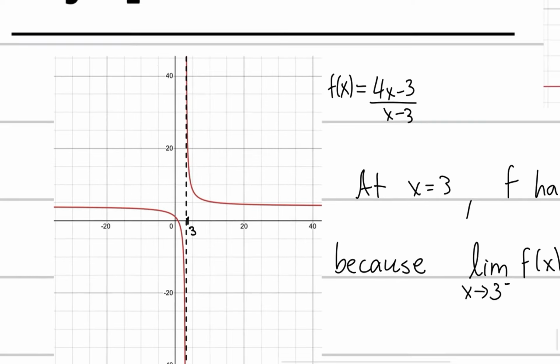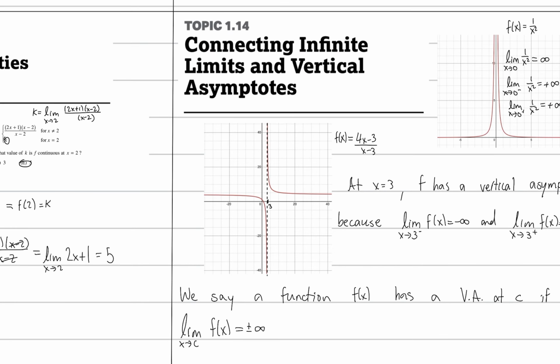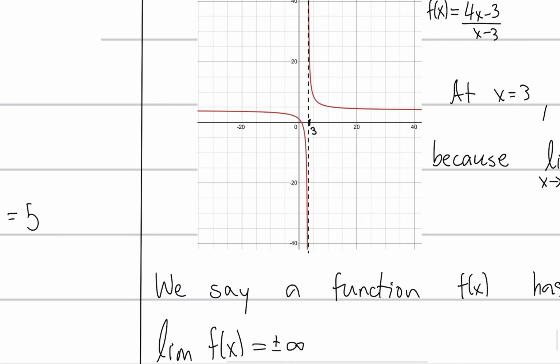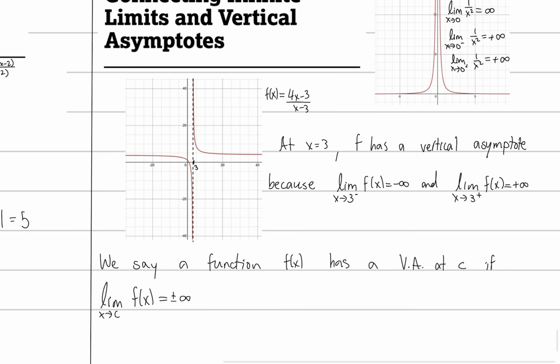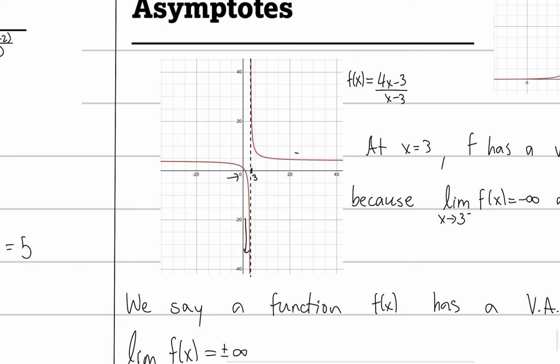Now, back to vertical asymptotes. Basically, we say that a function has a vertical asymptote at a point if either side limit goes to plus or minus infinity. This is our f of x, which is 4x minus 3 over x minus 3. At x equals 3, f has a vertical asymptote because the side limit from the left is negative infinity and from the right is positive infinity. And you can notice this by tracing out the graph.